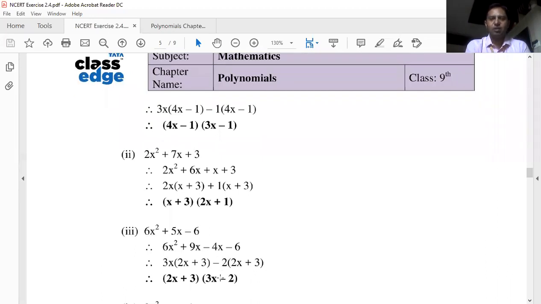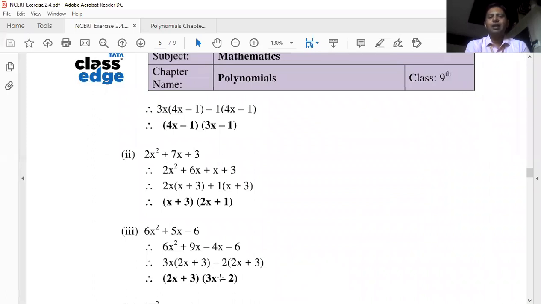Now the third part of the same question is 6x square plus 5x minus 6. 6 sixes are 36. So we need to split 5x such that the product will remain 36. But it is a point to be noted, the first term is positive and the last term is negative. If the first term is positive and the last term is negative, the factors will be one positive, one negative here.